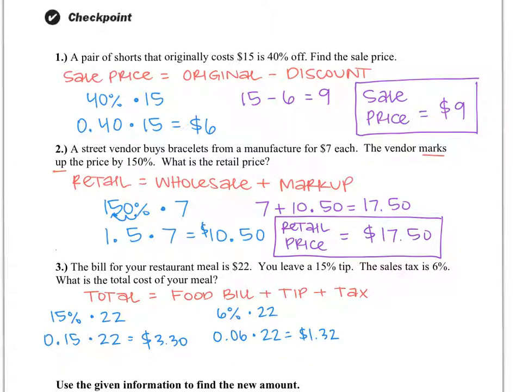And so my final step now is to add these all up. 22 plus $3.30 plus $1.32 means that the total equals $26.62.